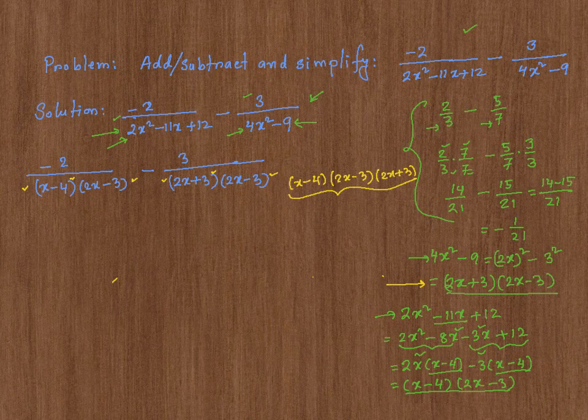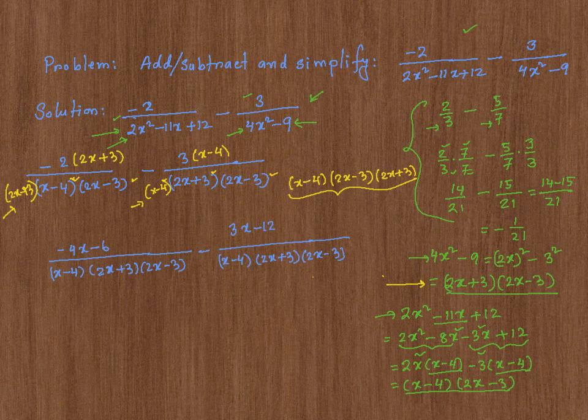So in order to have the LCD in the denominator, I have to multiply the first term by 2x plus 3 divided by 2x plus 3. Then the second one, I have to multiply and divide by x minus 4, because x minus 4 is missing here. Now I have the same denominator, this one and this one. I'm comparing apples to apples now. Now let's go ahead and rewrite it. If we rewrite it, we get the following.